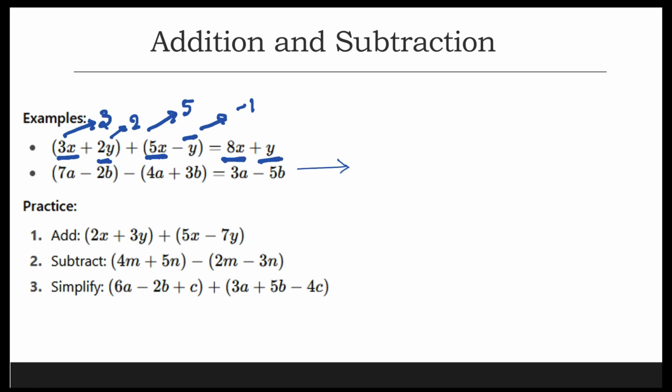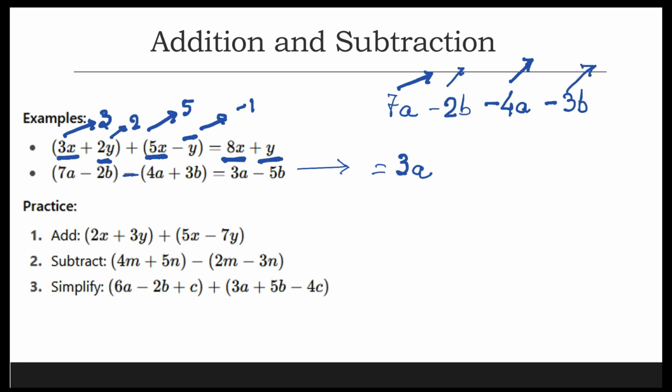Now let's come to the next one. Let's first expand this. So 7a minus 2b. Now outside the bracket there is a minus sign. So if we remove the bracket, it will become minus 4a minus 3b. Again the same formula. 7a and 4a are like terms. 7 minus 4 is 3. So 3a. Minus 2b and minus 3b are like terms. Minus 2 and minus 3 is minus 5. So this will become minus 5b.